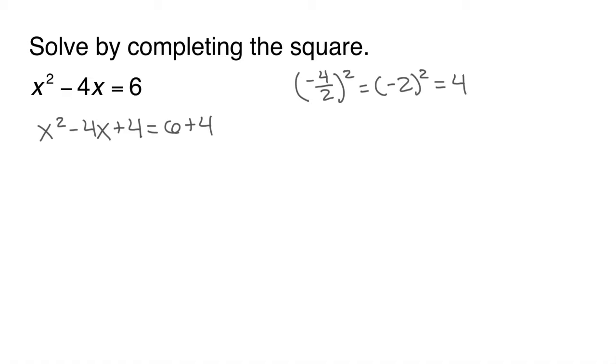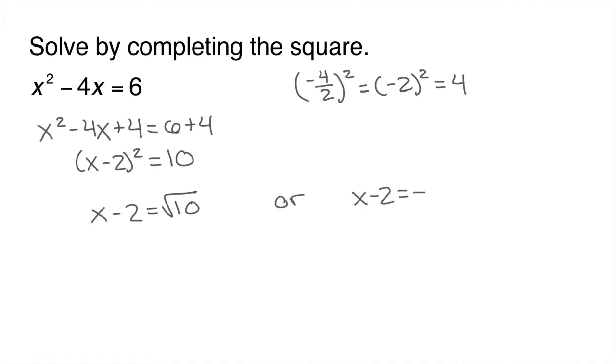We now have a perfect square trinomial on the left side of the equation, which we can write as a binomial squared. We have x minus 2 squared, and that is equal to 6 plus 4, which is 10. Now we can use the square root property to solve, since we have a square on one side of our equation. By the square root property, x minus 2 equals the square root of 10, or x minus 2 equals negative the square root of 10.